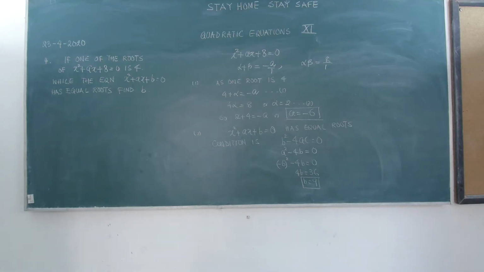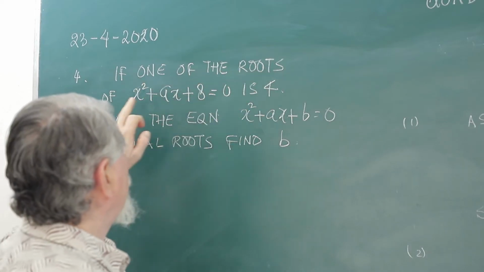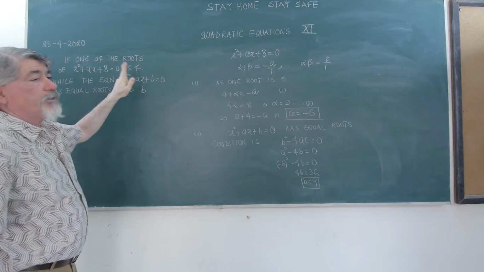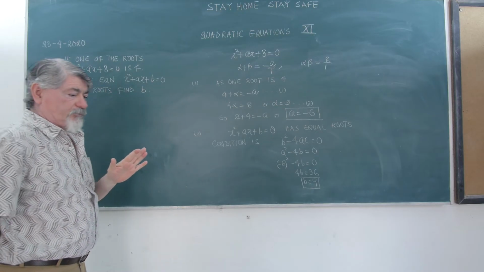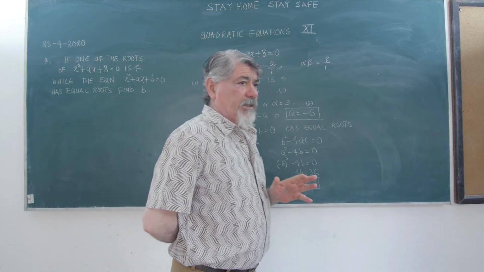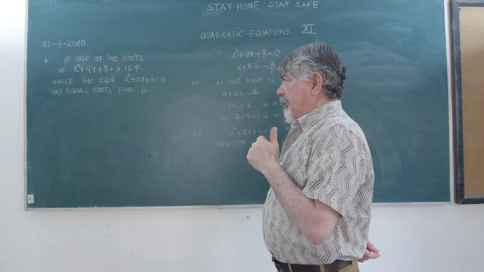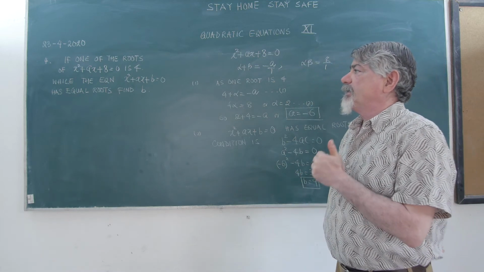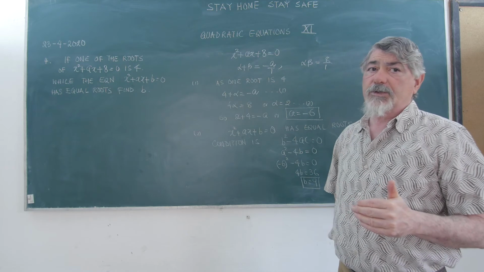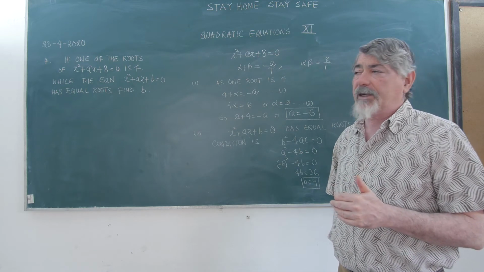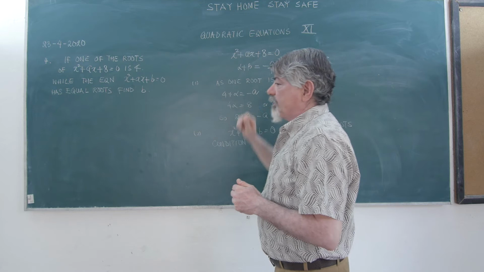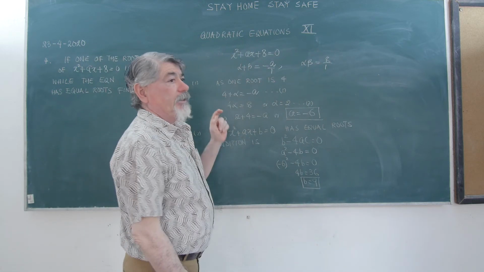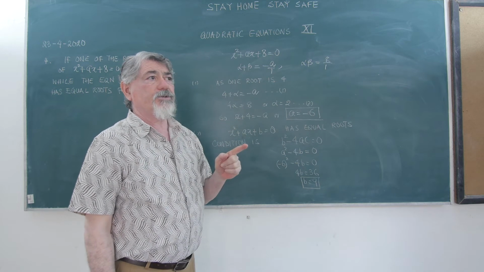The next question is that one of the roots of the equation x square plus ax plus 8 is equal to 0 is 4. There are two roots of the equation, and he has given you one of the roots as 4. He says the equation x square plus ax plus b is equal to 0 has equal roots, we have to find the value of b. Let's look into the first equation, x square plus ax plus 8 is equal to 0. He says it has got one of its roots as 4.